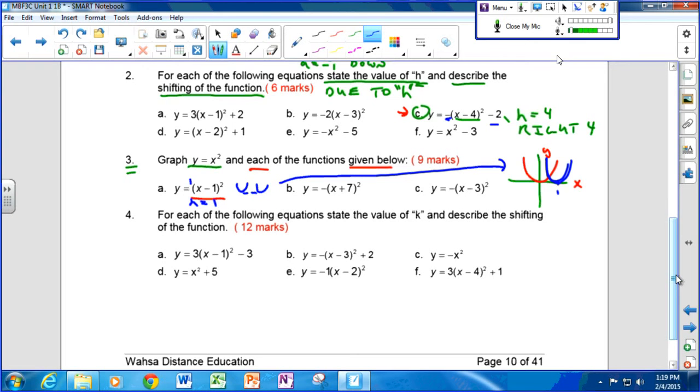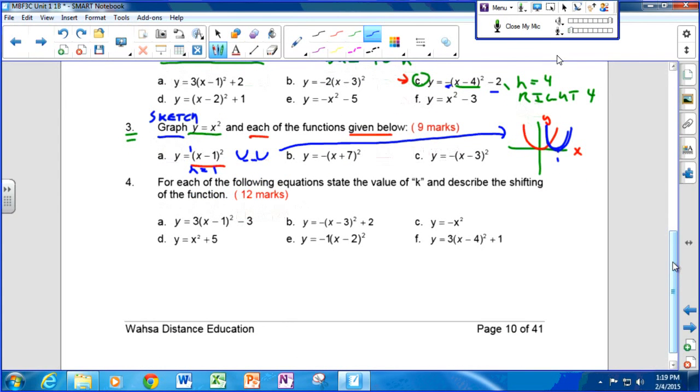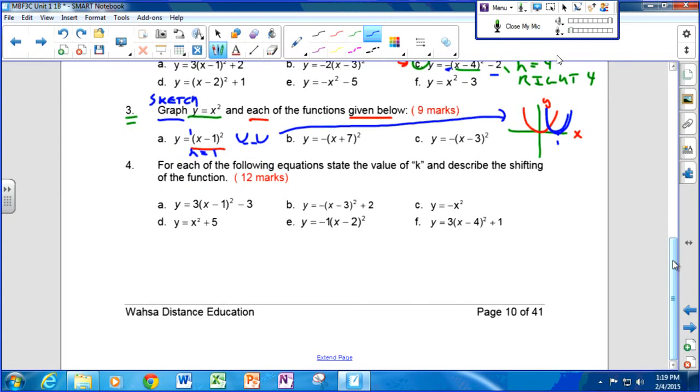So notice it says graph. But really, sketch. That's what I want you to do, just sketch it. Don't waste a lot of time drawing a nice, neat graph. Just sketch it, unless you like drawing graphs. So that'll get you through number 3.